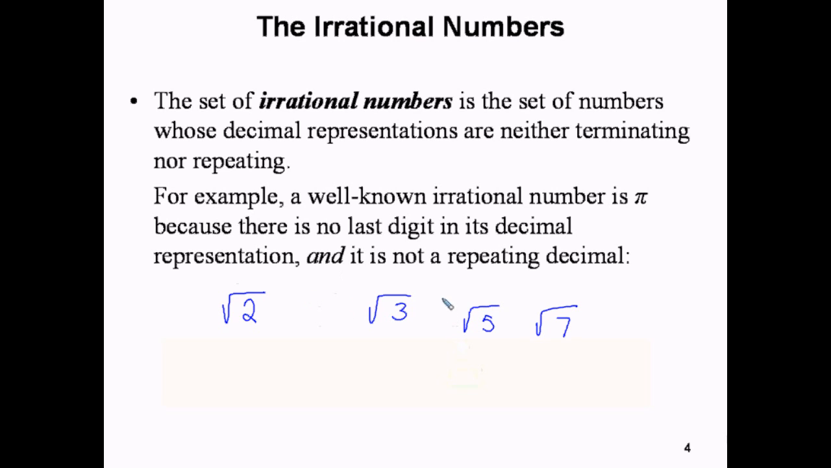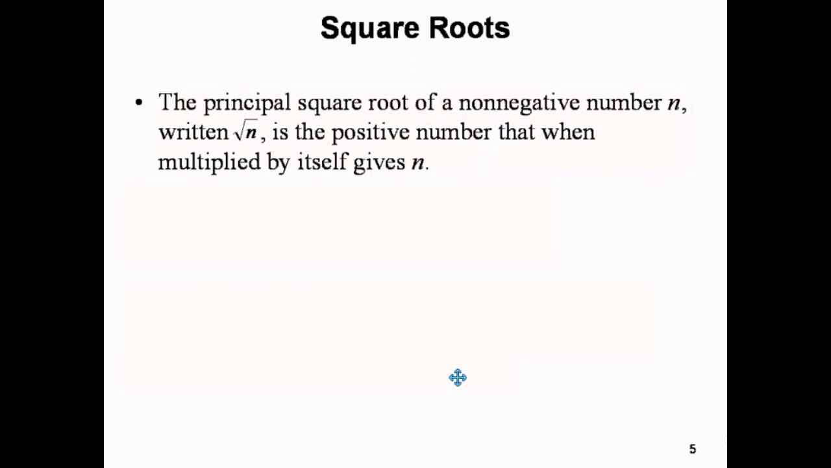So it never ends, never repeats. That's why they're irrational. Okay, square roots can be perfect or non-perfect. Here's the technical definition of a square root. This is the principal square root. Every perfect square has two square roots. It has the principal square root, which is the positive, and then the non-principal, which is the negative.